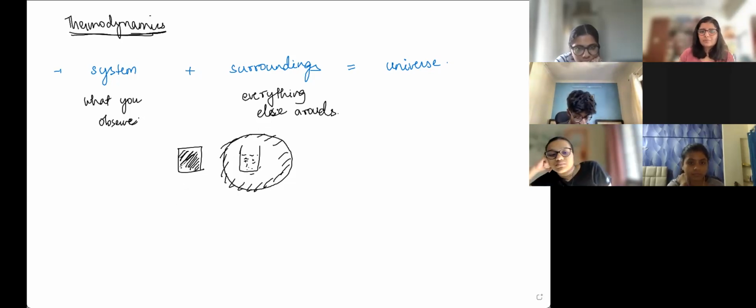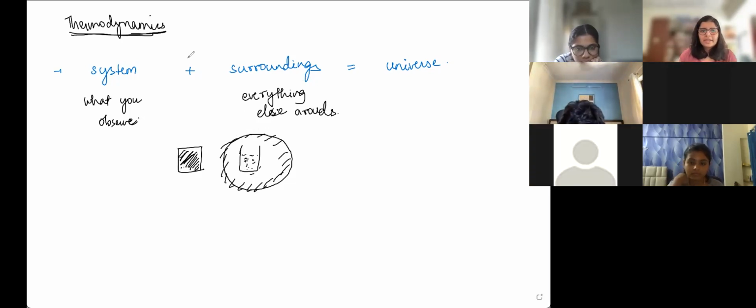Okay, so for a hand warmer, it's everything outside the packet. So it'll be your hand and the air around it. All of that is surroundings. So system plus surroundings is everything in the universe, where everything is contained. And the thing that divides the system and surroundings is called a boundary.